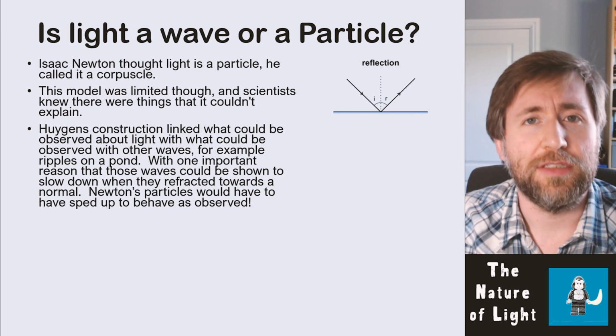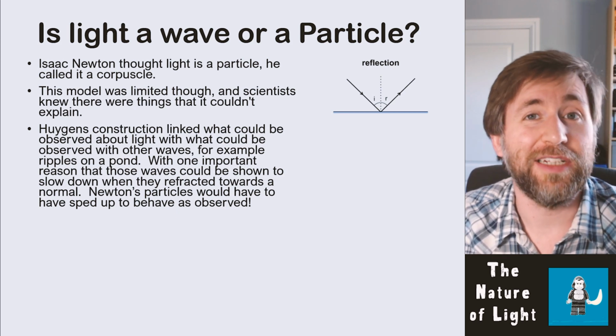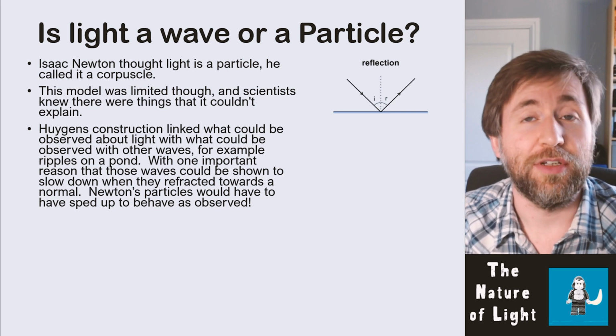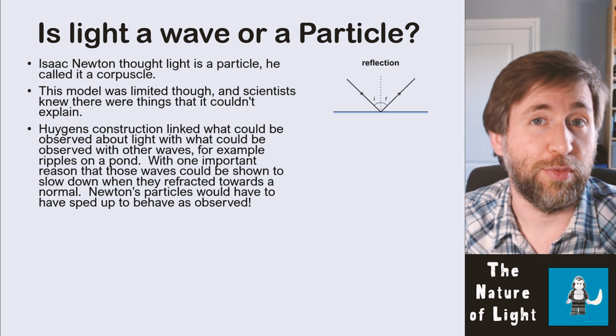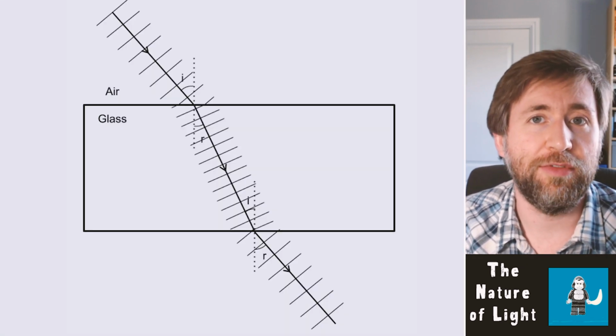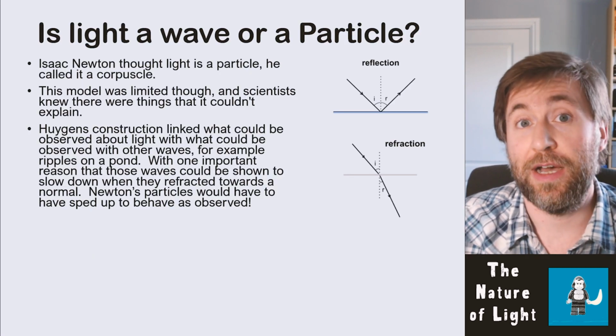Were those two things the same thing? Huygens' construction basically made it make sense to people that actually they were the same thing. It's just that all those circular wavelets were combining to make those wave fronts. But importantly, wave fronts could be shown to do refraction. But when they refracted, what happened was they slowed down.